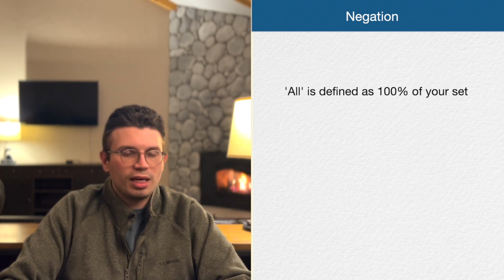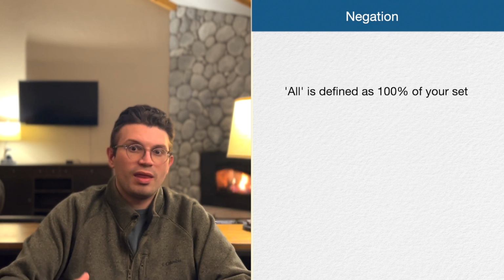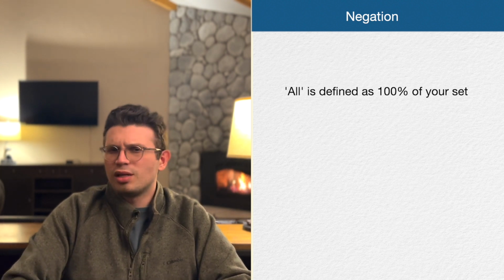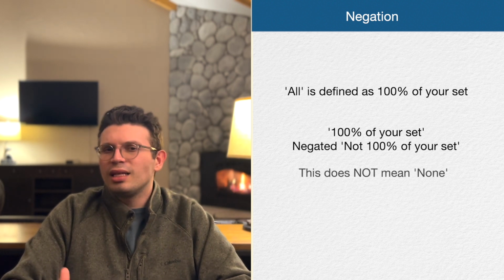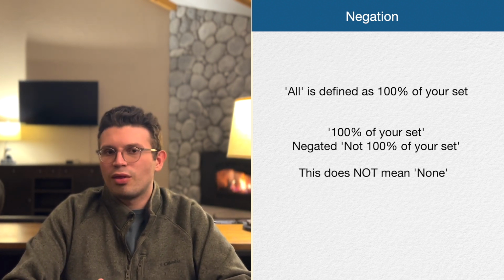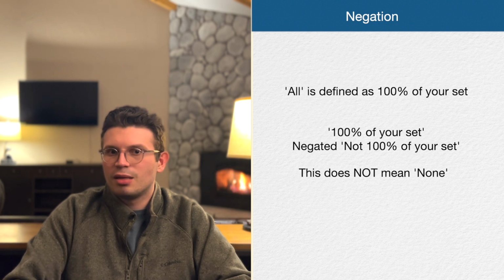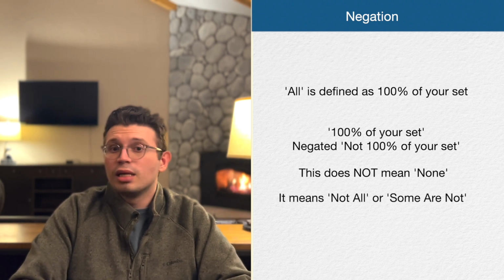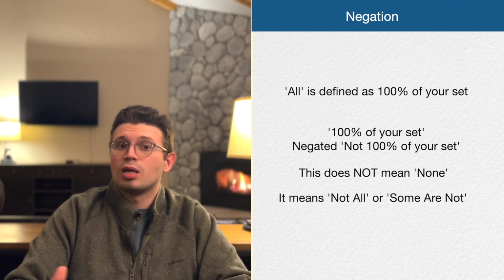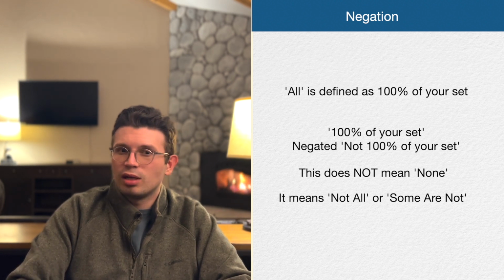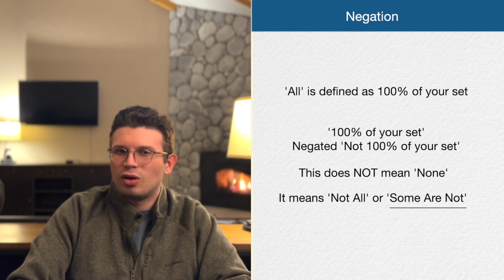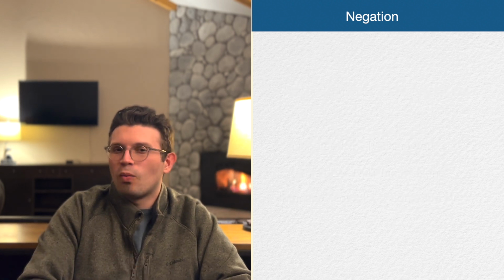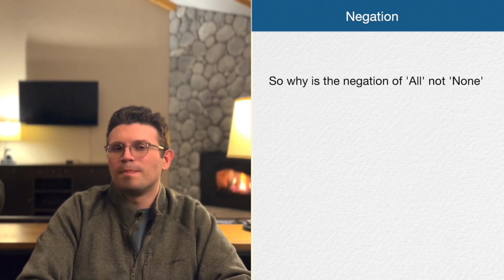Okay, now to negate all, we again should take a look back at the definition. All means 100%, right? 100% of your set falls within this all category. What's the negation of that? Not 100%. Now, that doesn't mean none. I think a lot of people think the negation of all is none. It means not all or some are not, right? Which is definitely the correct way to look at it. I think that some are not actually really is the best way to look at the negation of all.